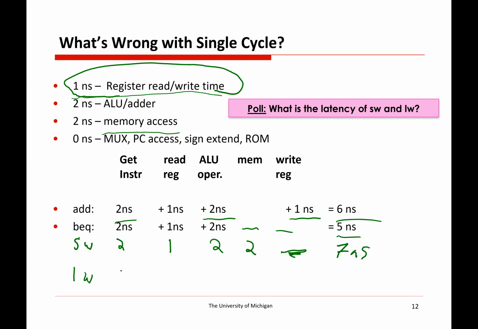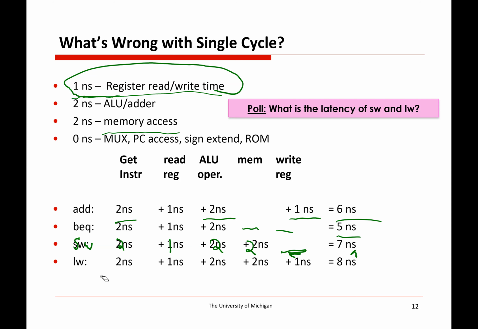And then load word is going to be exactly the same. We have to read the instruction, read the values as well as the offsets, and add the offset to the base. We are accessing memory, and then also we have to write the value back to the register at the end. So that's going to be another nanosecond. So just 1 more nanosecond than the store word, 8 nanoseconds total. So 7 and 8. It looks like about half the class had gotten those ones right. Any questions I can answer on that example?